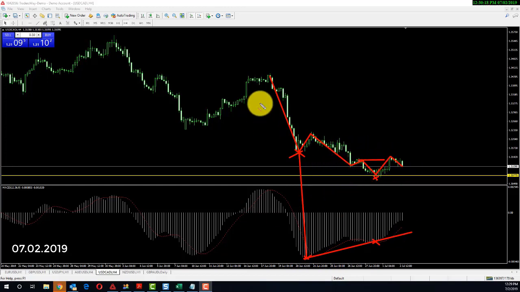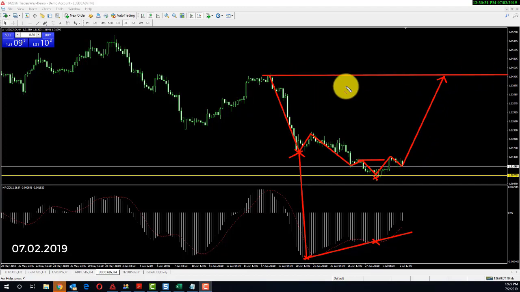So again, that would also suggest that the downtrend is being exhausted, and we could see a reversal back to the upside. Again, hitting this level of resistance first, and then possibly going higher.